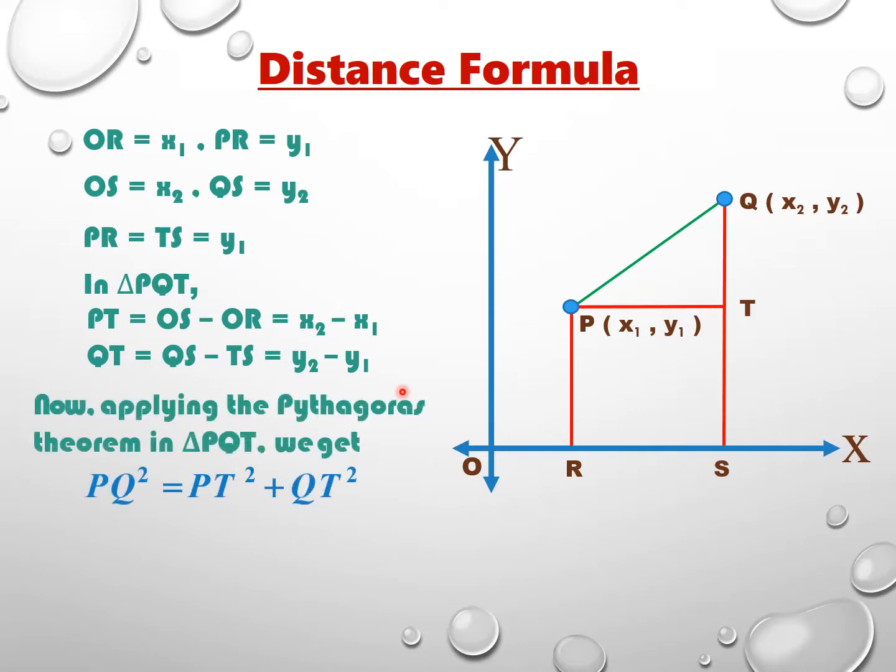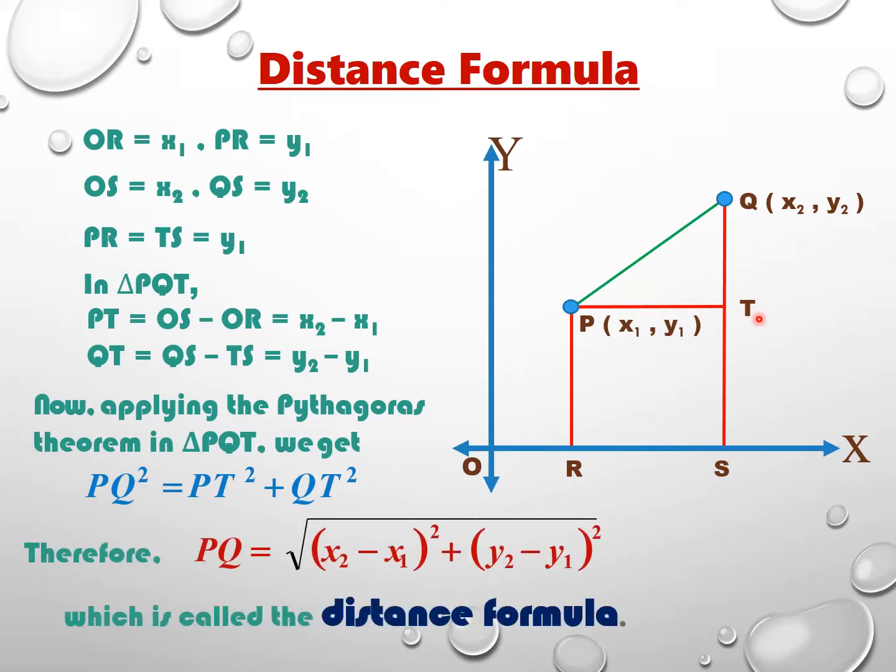Now using the Pythagoras theorem, we can say PQ square is equal to PT square plus QT square. If we put the values, we can see that PQ square is equal to x2 minus x1 whole square plus y2 minus y1 whole square. Hence we can say PQ is equal to root over of x2 minus x1 whole square plus y2 minus y1 whole square, which is the distance formula.